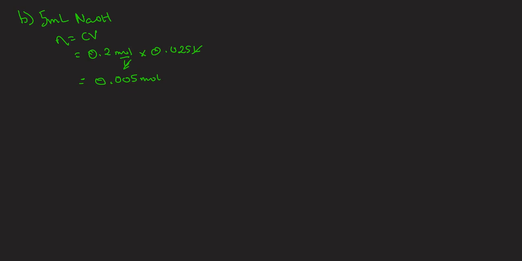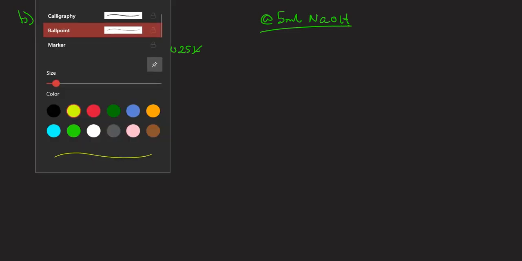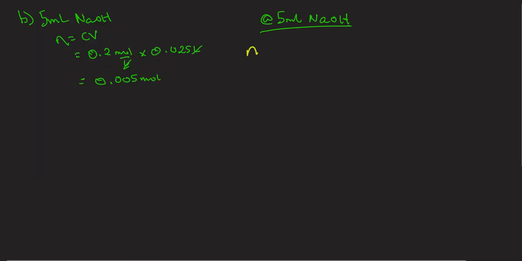Okay, the other thing, so this is the background calculation, but more specific to what's happening in question B, for 5 mL of NaOH. Okay, so on the side here, at 5 mL of NaOH, this is going to happen. I'll switch colors here because we're actually solving for something now. Okay, so n, again, equal to C times V.